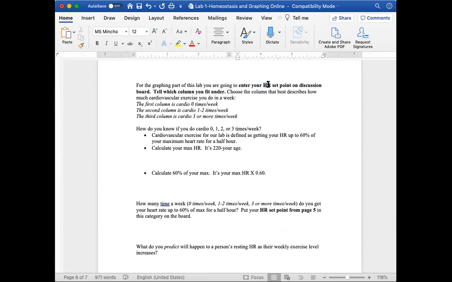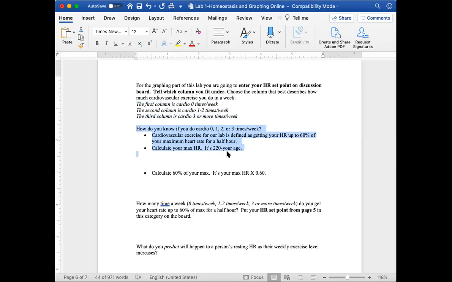For the last part, once you have all of your data collected, I want you to enter your heart rate set point on the discussion board and tell us what column you fit into. So for my heart rate, my set point is 74 beats per minute, right? I exercise 3 or more times per week, right? So I get my heart rate up to, here's your criteria for all of you kinesiology or exercise phys people. How do I know if I get my heart rate up to 60% of max for half an hour?